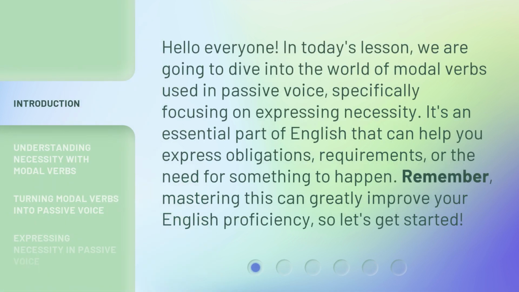Hello everyone. In today's lesson, we are going to dive into the world of modal verbs used in passive voice, specifically focusing on expressing necessity. It's an essential part of English that can help you express obligations, requirements, or the need for something to happen. Remember, mastering this can greatly improve your English proficiency, so let's get started.